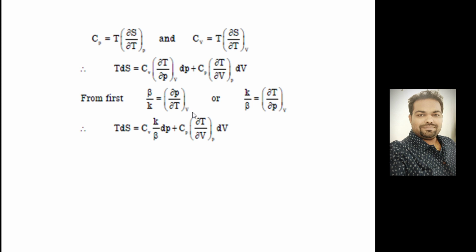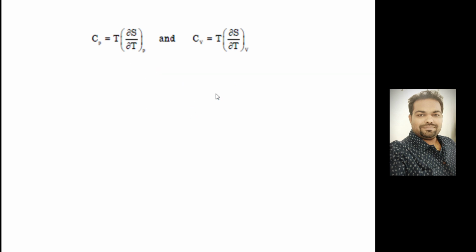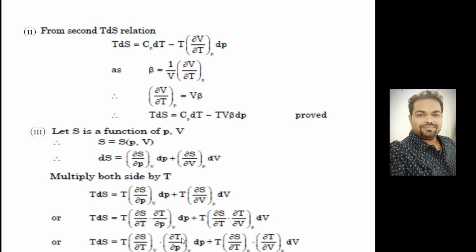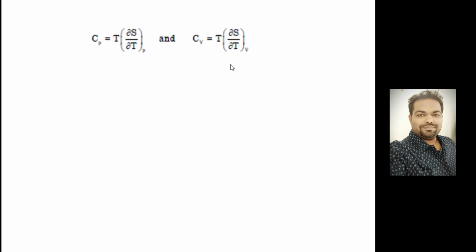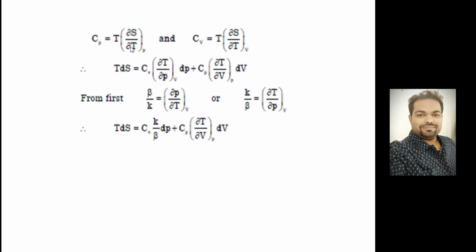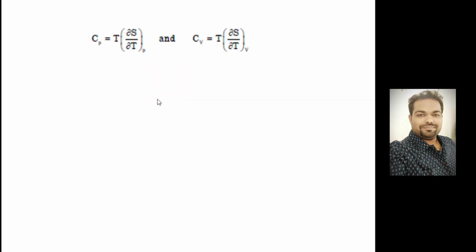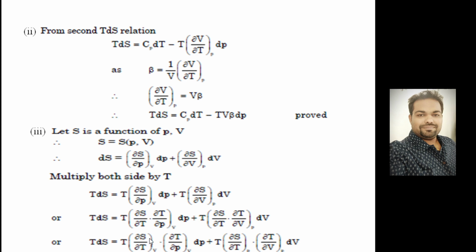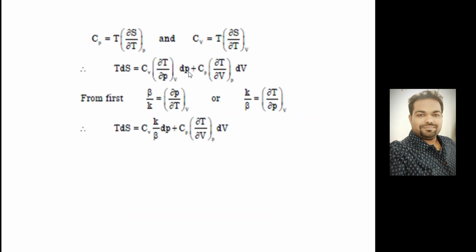So the TDS equation, whatever you got here, these terms can be replaced by Cp and Cv. If you substitute the value of this, you can write TdS equal to Cv ∂T/∂P, because this term is already there. Look at this equation here. You are replacing only this term with Cp, and this complete term with Cv, and these terms will be left. So you have written here.